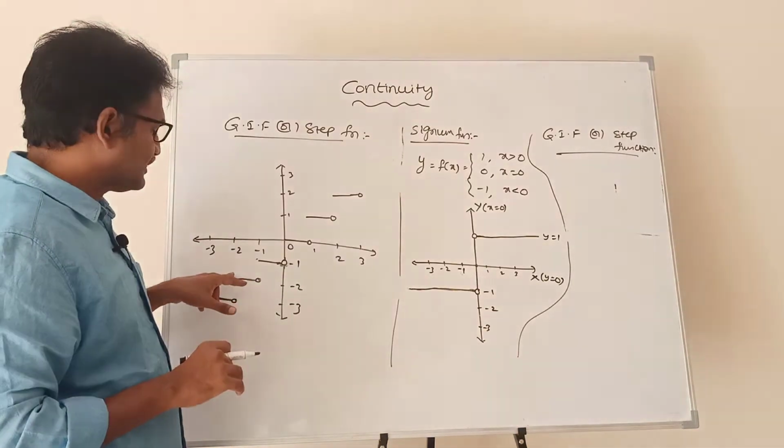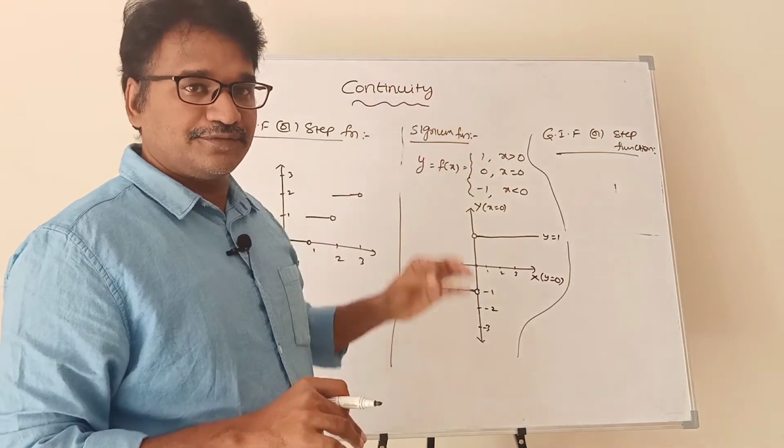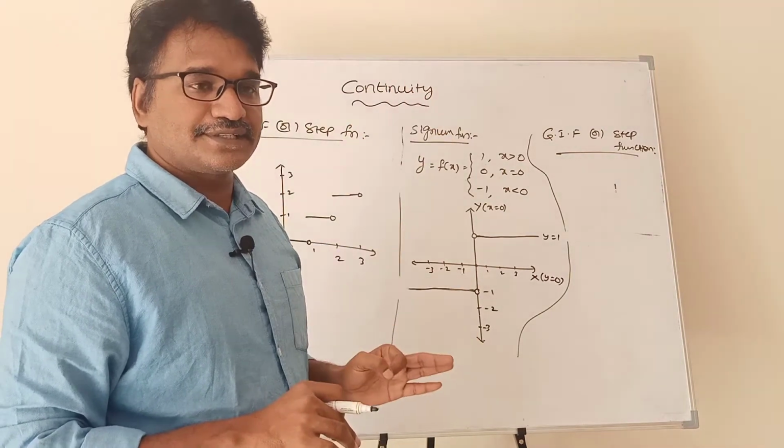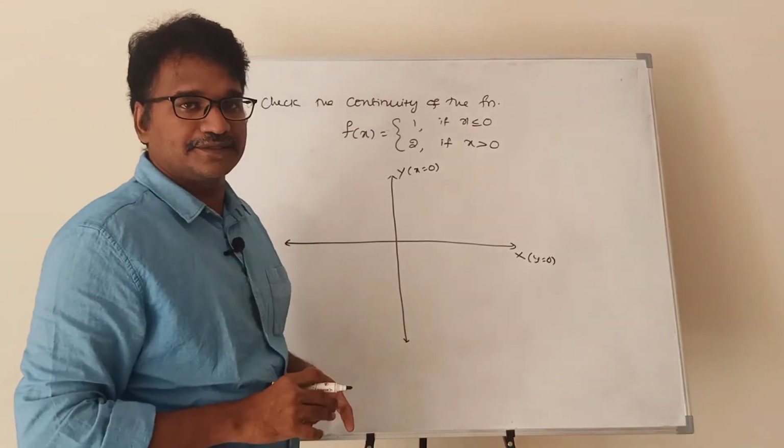At -3 you are lifting the pen. At -2, at -1, 0, 1, 2, 3. Therefore, the greatest integer function is discontinuous at every integer.